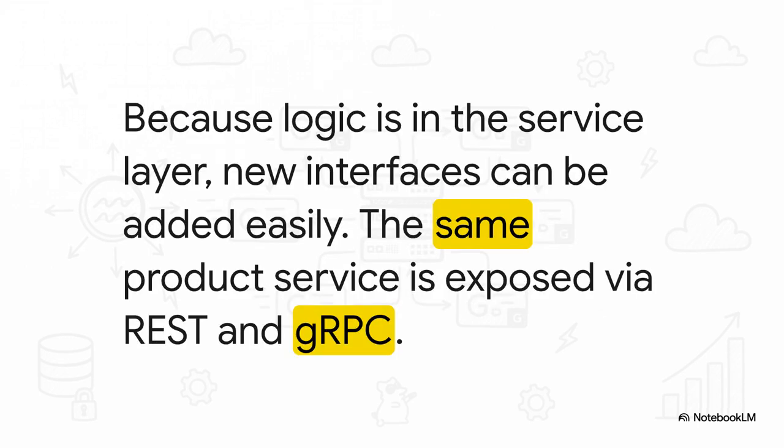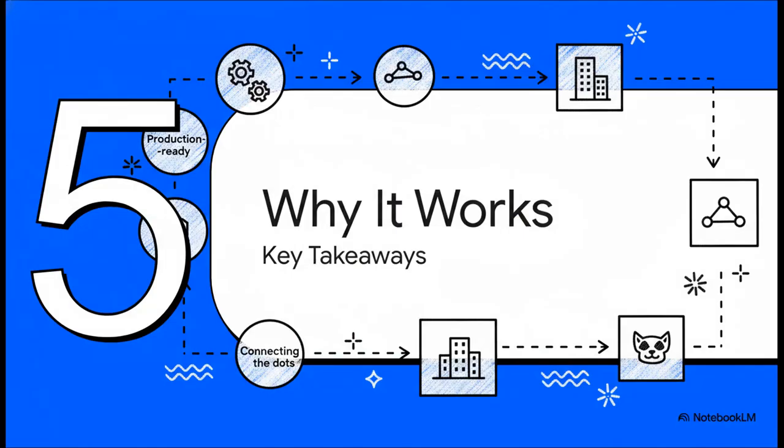This consistency also pays off big time when you need to extend the system. Because all that business logic is neatly tucked away in the service layer, you can bolt on totally new interfaces without touching the core code. In this case, the exact same product service is being used by 2 different front doors, a standard REST API for the outside world and a super fast gRPC endpoint for other internal services. How cool is that?